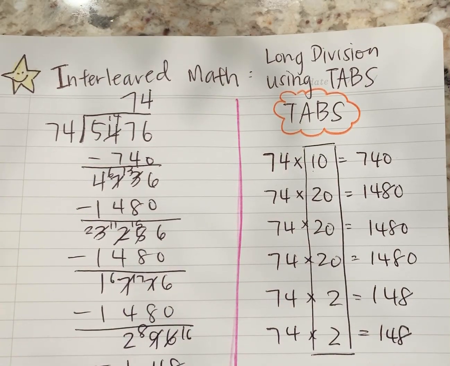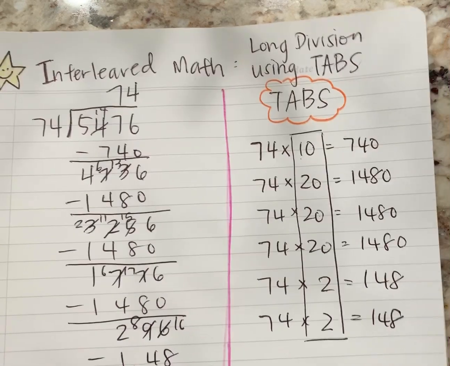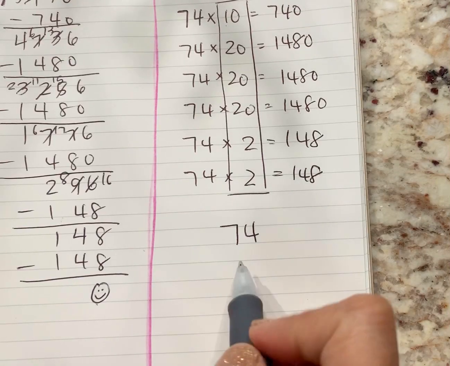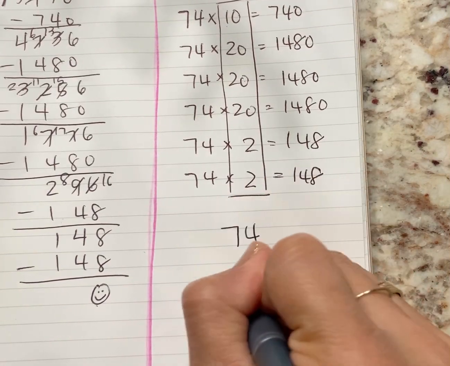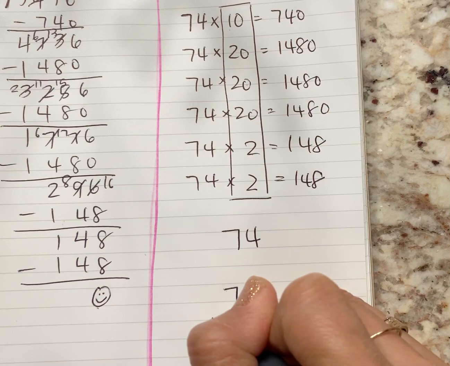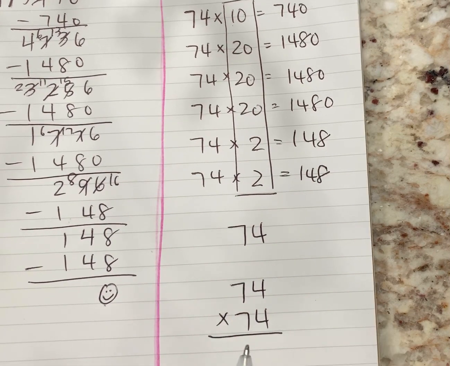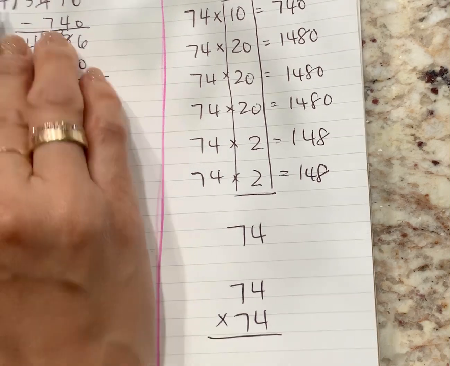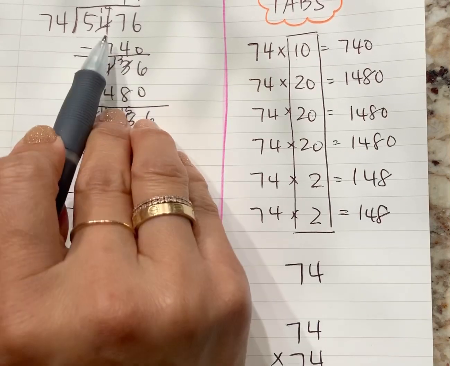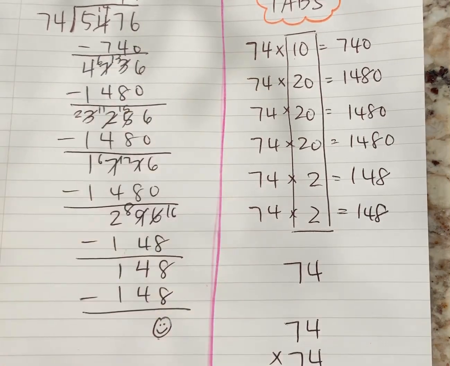Now, how can we check if we did this crazy math properly? We're going to take this 74. I'm going to put 74 times 74. And we're going to check our math here. If we did this correctly, our answer should turn out to be 5,476. So let's take a look.